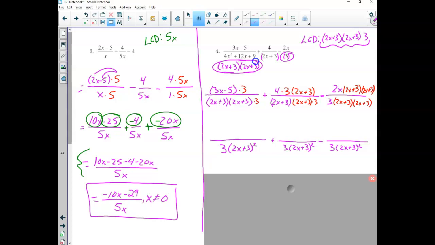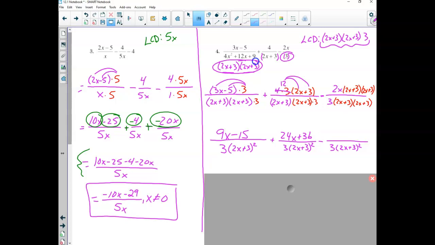So then I'm coming through and I'm adding the 3 to the first one. The second fraction needs a 3 and a 2x plus 3. The last fraction has a 3 and it needs 2x plus 3s. So then what I do is I come here and I'll distribute and I get 9x minus 15. And I look at this, I'm like, hey, you're 12. And I'll distribute 12 in here to get 24x plus 36.